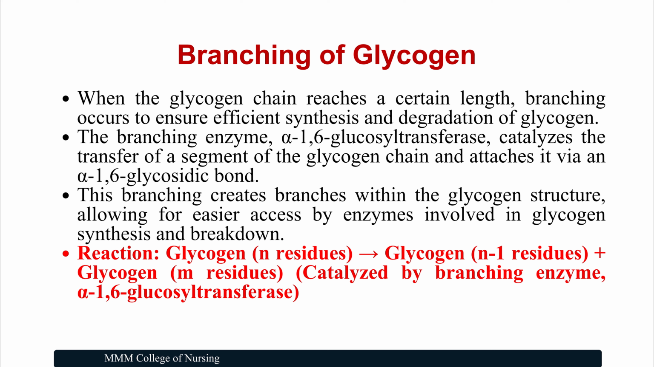Now both the original chain and the new branch can continue to grow by glycogen synthase. More branching happens as the molecule grows, giving glycogen its characteristic tree-like, highly branched structure. Why is branching important? Because the more branches glycogen has, the more free ends there are, and glycogen synthase can only add glucose to the free ends. So more branches means faster synthesis and also faster breakdown when needed. So this is the second part of step 5.